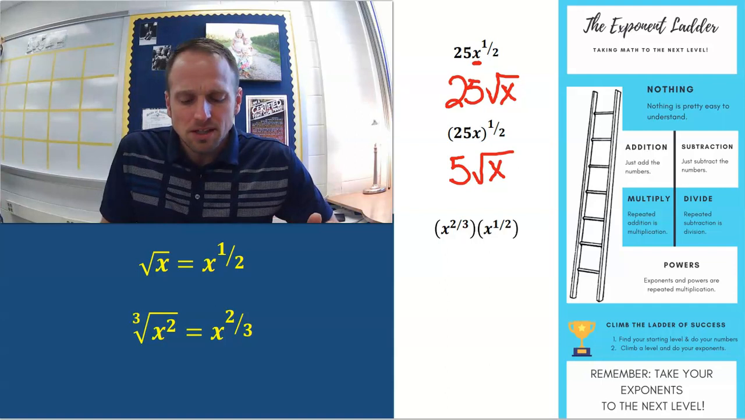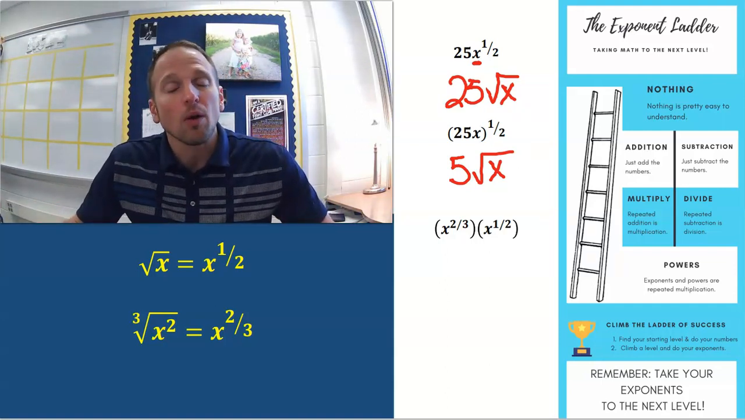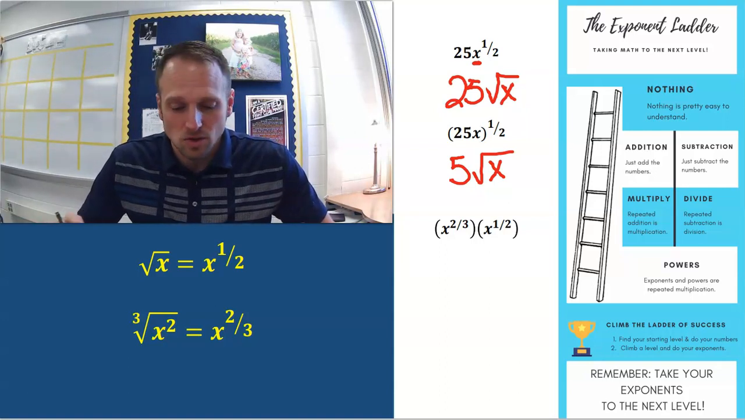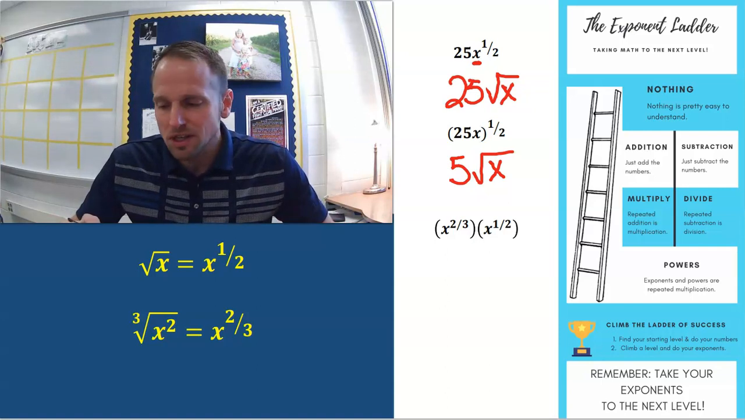Okay, so see the difference there. On the top one, only the x is going to the 1/2 power. On the bottom, the 25 and the x are going to the 1/2 power, so we have to take the square root of both of those. So make sure you see that difference. Subtle difference in the way it's written, but a big difference in the answer, as you can see.